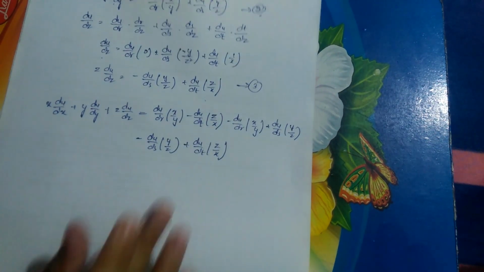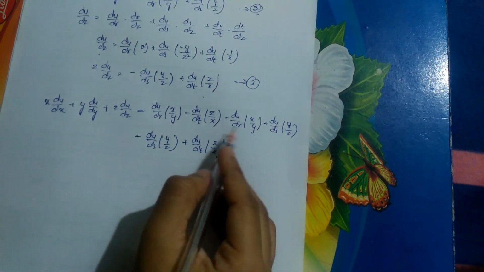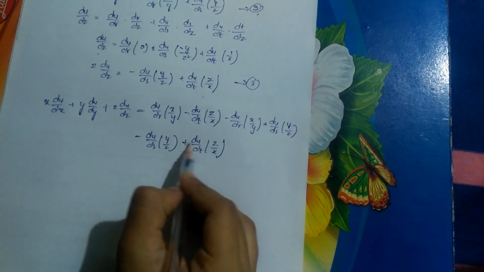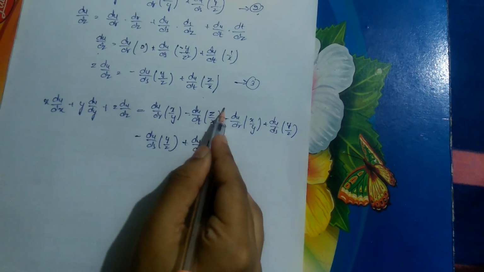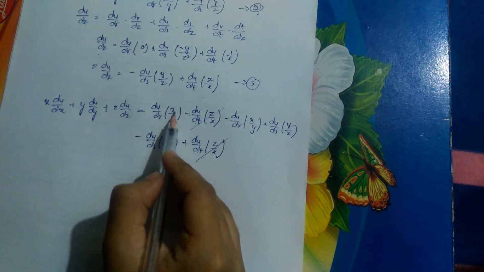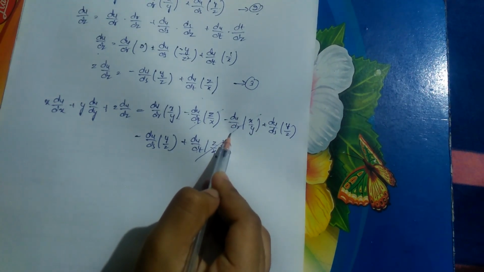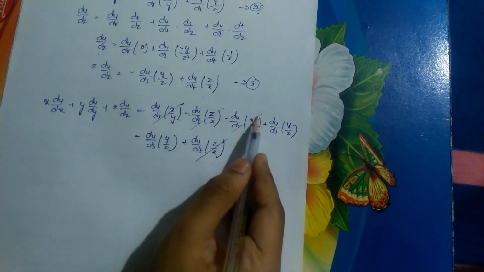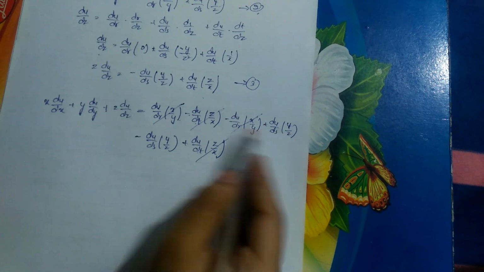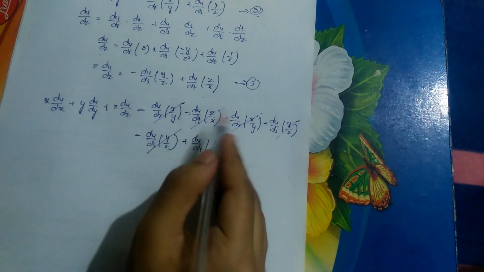Now if you see all these 6 terms, let's see if anything gets cancelled or not. Minus ∂u/∂t into z by x and plus ∂u/∂t into z by x, so these two terms get cancelled. And then ∂u/∂r of x by y minus ∂u/∂r of x by y, so these two terms also get cancelled. Then finally the two terms left over, ∂u/∂s into y by z minus ∂u/∂s into y by z, so these terms also get cancelled.